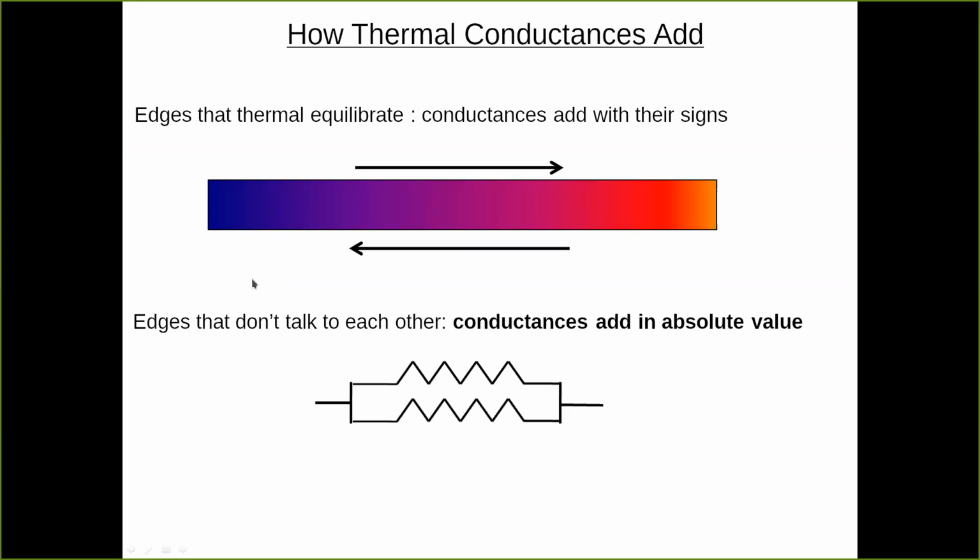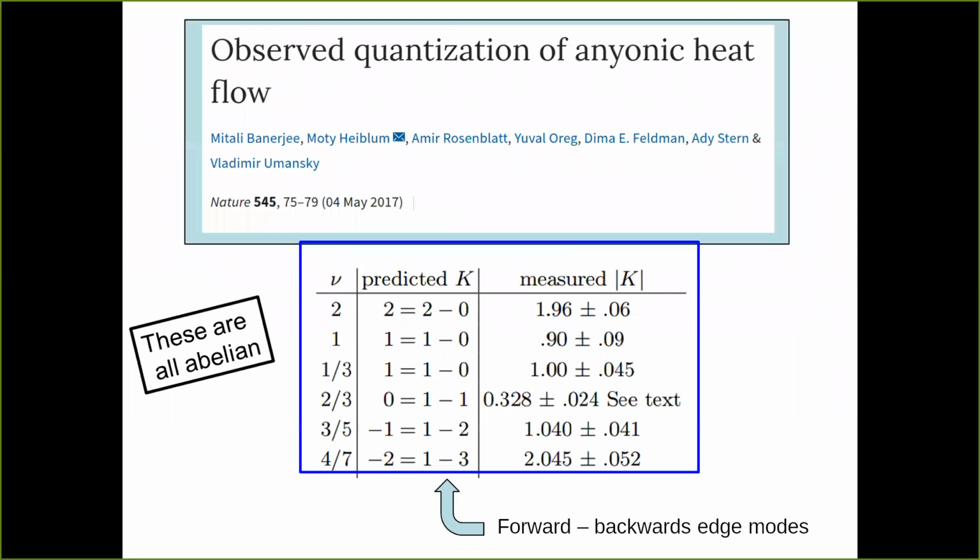In this situation where the conductances are adding in absolute value, the two edges will completely disagree on what the temperature is. A forward-going mode will have the temperature of the left contact, and a backward-going mode will have the temperature of the right contact, and they'll completely disagree on what the temperature is all the way along the edge. But because of that, now the conductances add in absolute value, and that's exactly what's going on in the nu = 2/3 state. We're getting non-equilibration of the edges, and that's why we're not getting the difference of 1 minus 1 exactly coming out to 0.